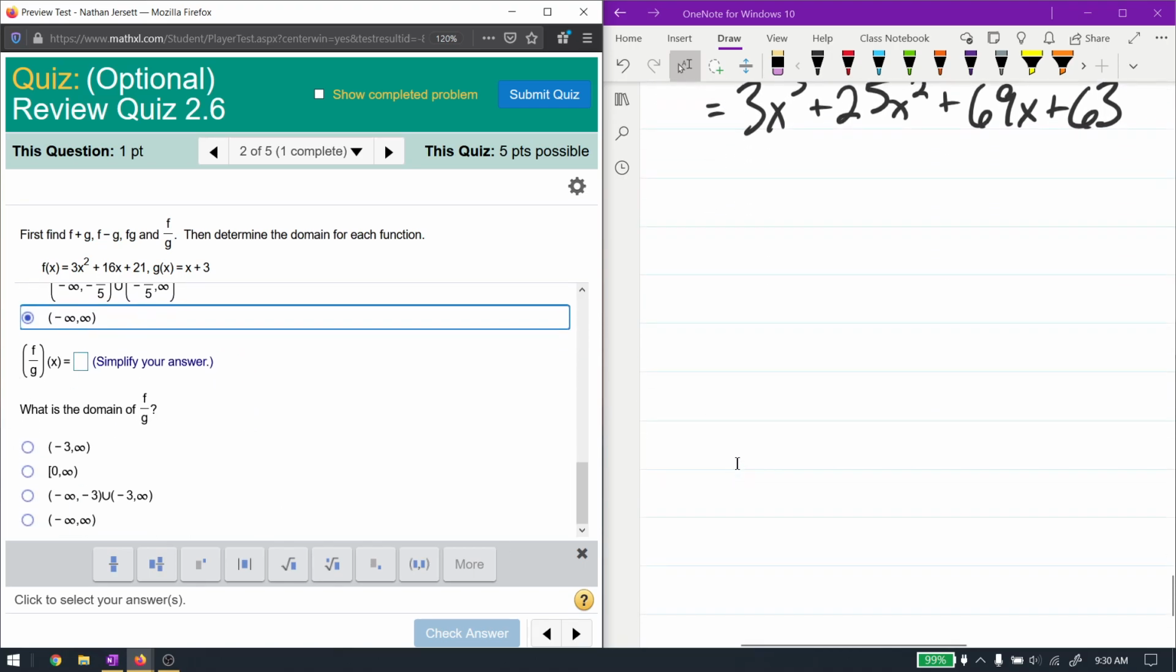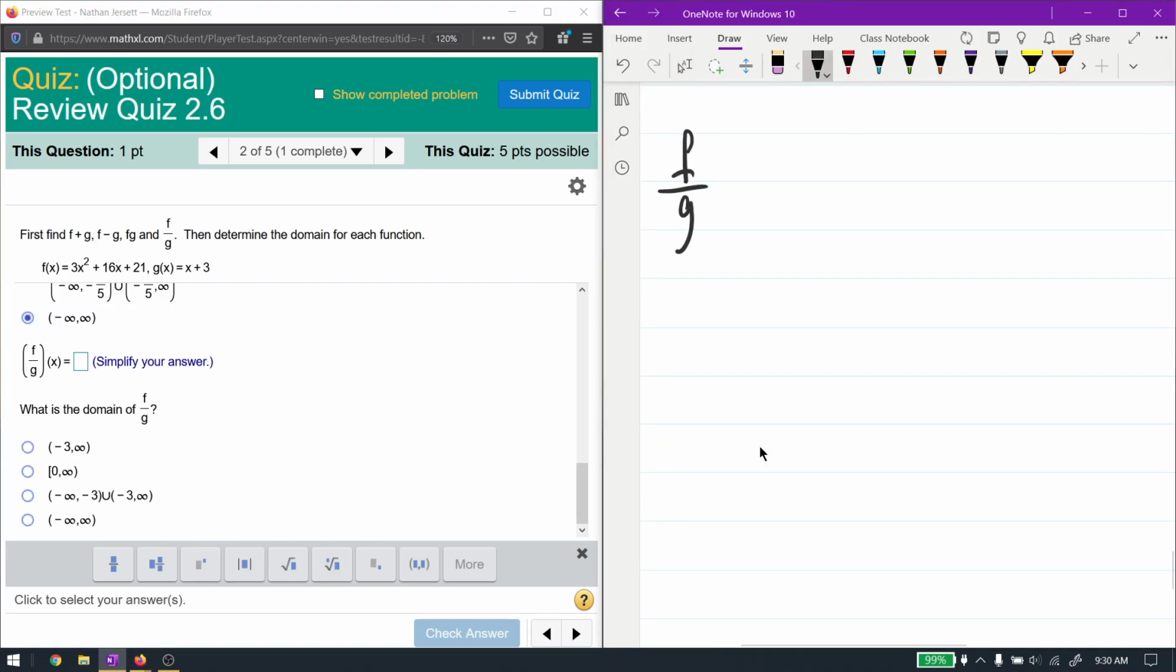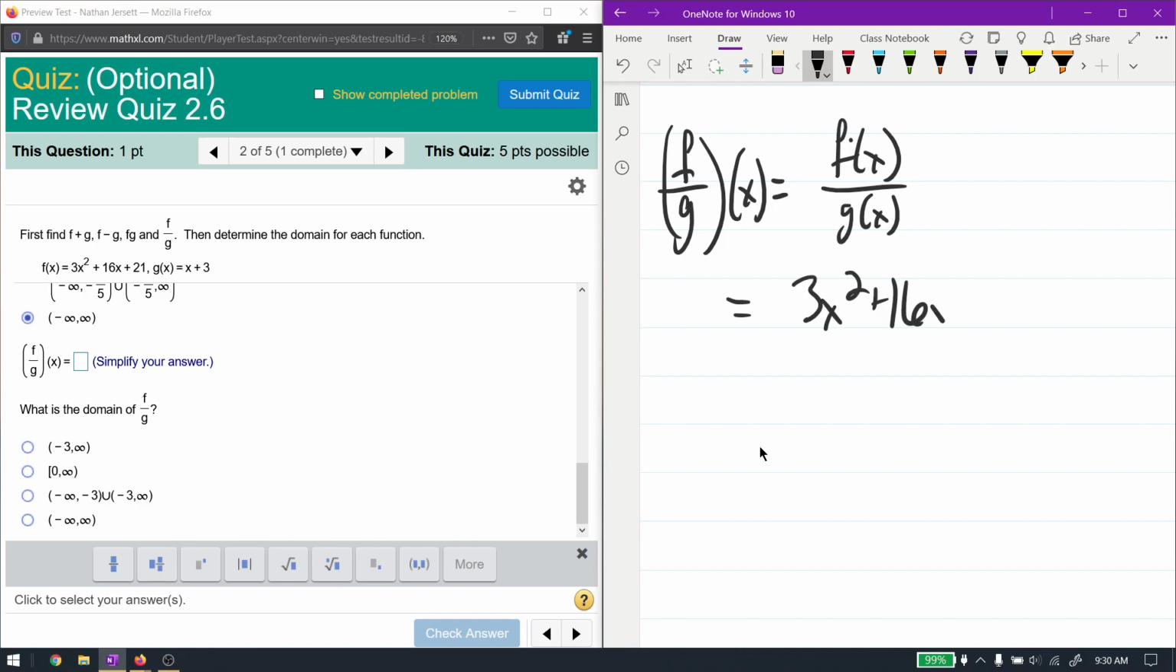Last one is division, and with division you should always be thinking about when the denominator gives me 0. So we have to exclude something here. This is just f of x over g of x. That's going to be 3x squared plus 16x plus 21 all over x plus 3. And so right off the bat, we can say that x cannot equal -3 because that will give us a 0 in the denominator.